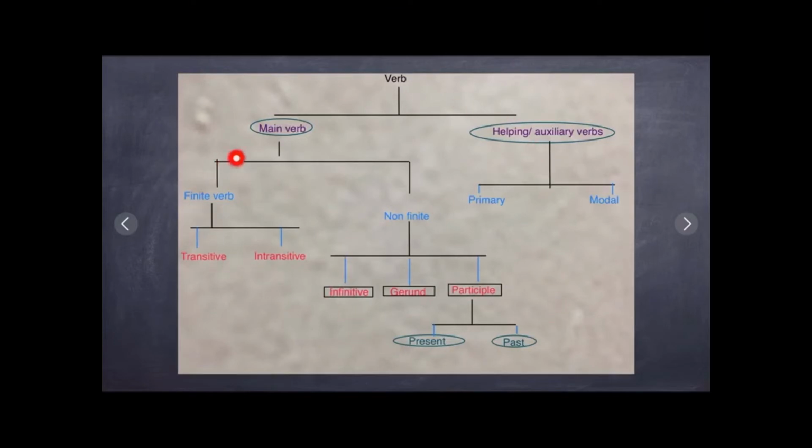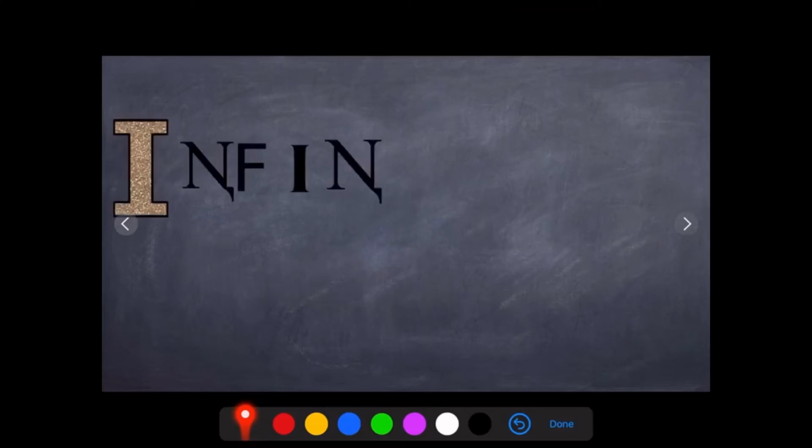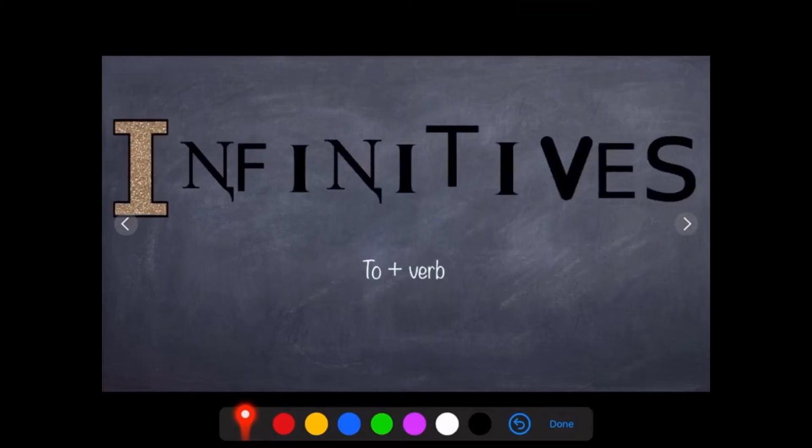I hope you know all these things about verb, main verb, modal auxiliaries. We are going to have another video on it, but I hope you know these things. So we are not going to study about this in this lecture. We are just going to focus on non-finite verbs. Let us start. So let us start with infinitives first.